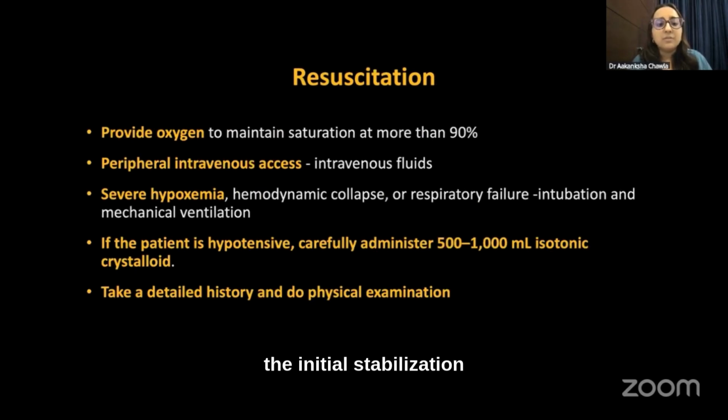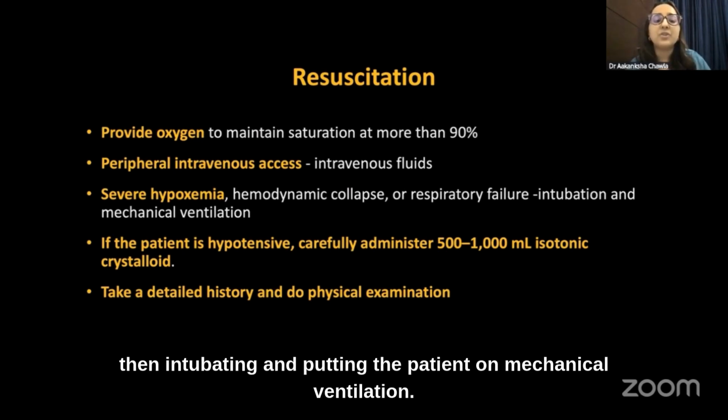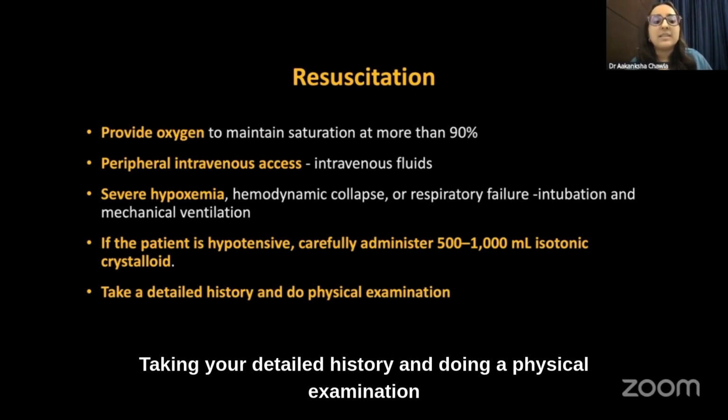So the initial stabilization also includes providing oxygen to maintain oxygen saturation of 90, securing a peripheral IV access for fluids, as well as medications and vasopressors, looking out for signs of severe hypoxemia, hemodynamic collapse, respiratory failure. If you need to protect the airway, then intubating and putting the patient on mechanical ventilation. Simultaneously taking your detailed history and doing a physical examination.